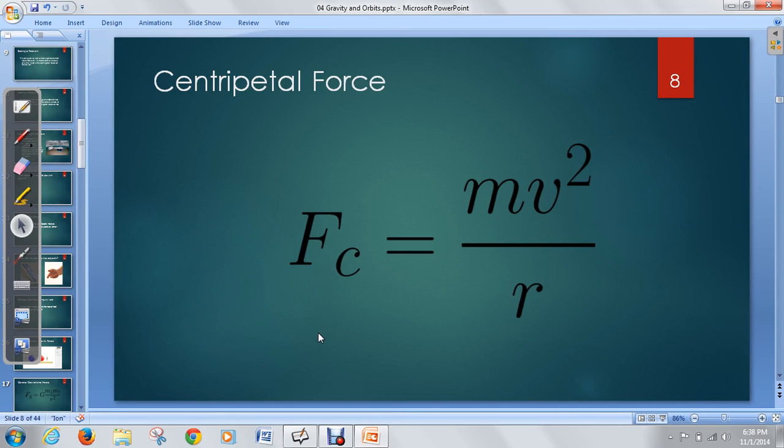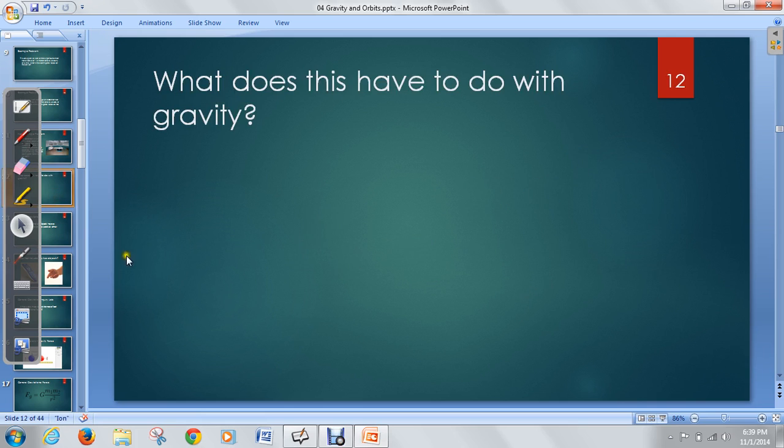In this podcast, I want to continue on gravity and orbits. If you remember last time, we talked about centripetal force in the last podcast. But you may be wondering, what does this have to do with gravity? Before we can really get into that, we have to have a better understanding of what gravity actually is.